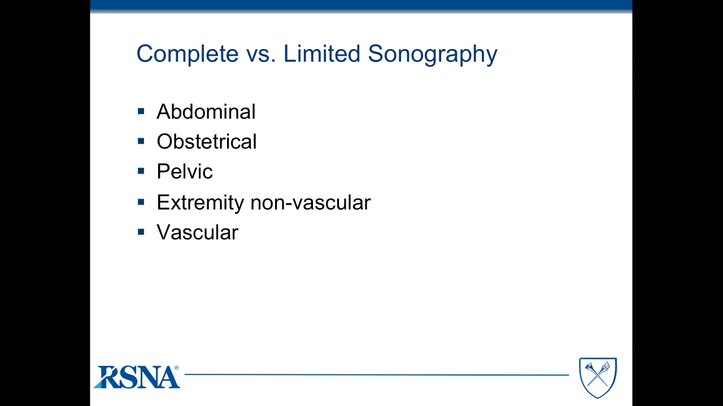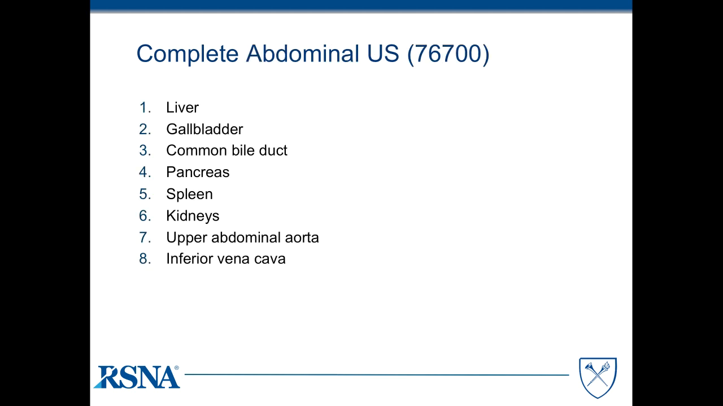Because for most body parts, and you see the examples listed here, CPT makes a distinction between a complete ultrasound examination of that body part or a limited ultrasound examination. Let me illustrate that for you with a complete abdominal ultrasound examination, CPT code 76700. CPT defines in the book for each of those services what's complete. Anything less than that is limited.